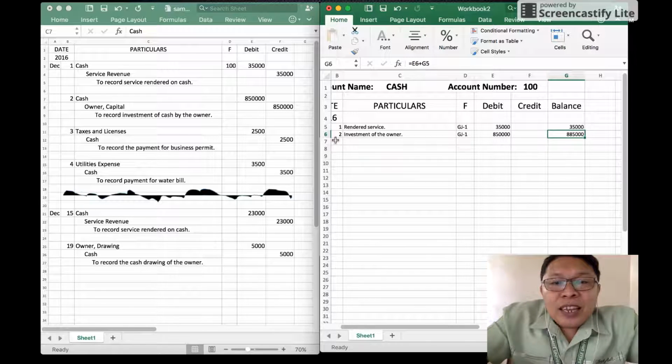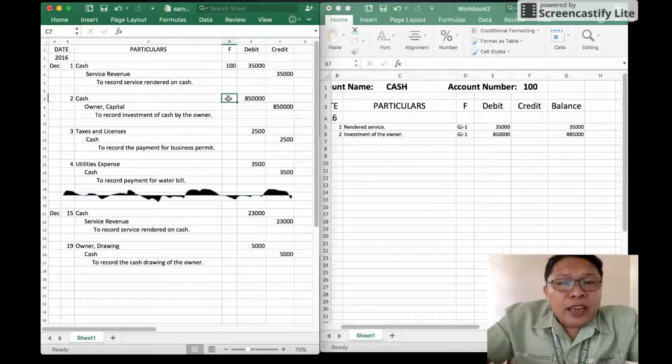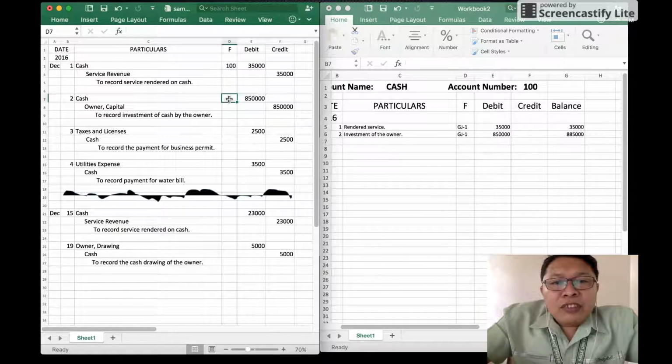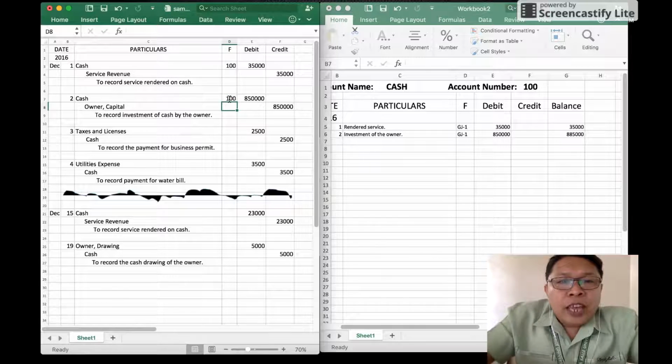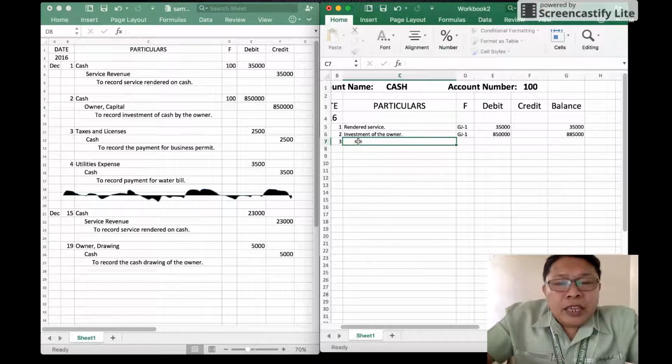Okay? Let's consider the third appearance of cash. By the way, this is already entered in the ledger. Therefore, we have now to write the account number 100 as it is already transferred. Now we proceed with the third appearance of cash which happened on December 3.